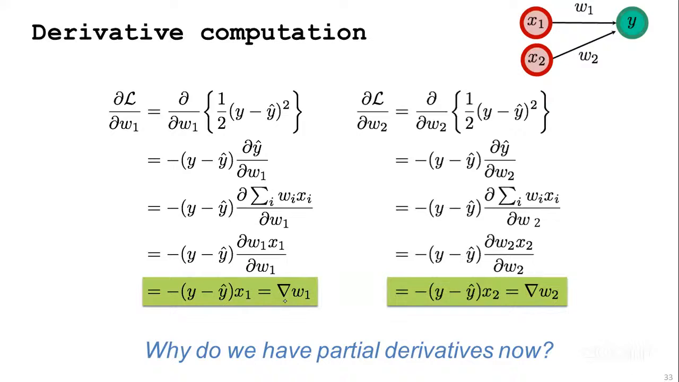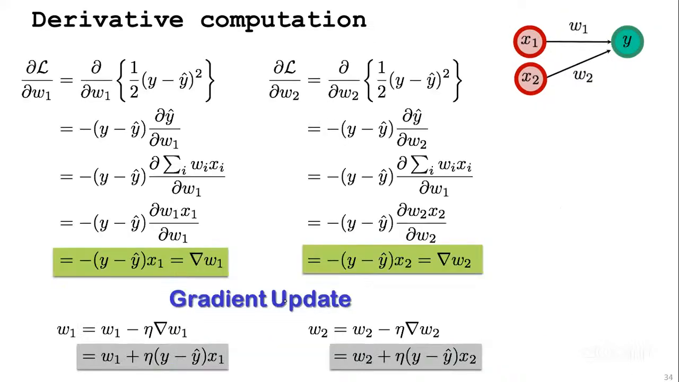So this is nothing but your update in the weight vector w1. This is nothing but update in the weight vector w2. Now, what are we going to do with these partial derivatives? We are going to use these partial derivatives to update our weight vectors, right? So you know which direction you need to move, so we make use of these partial derivatives to update our weight vectors.